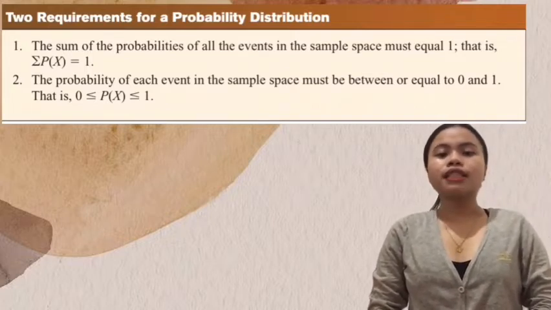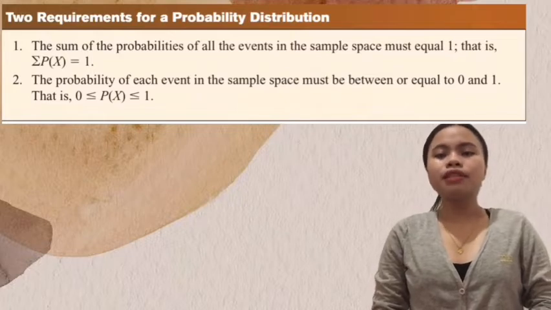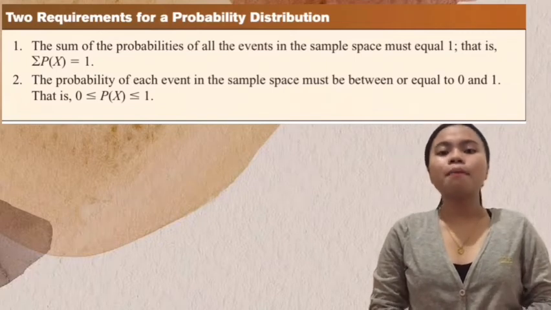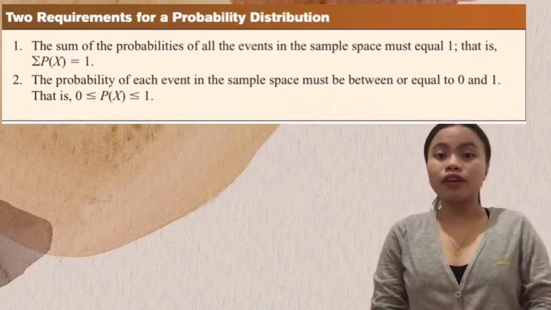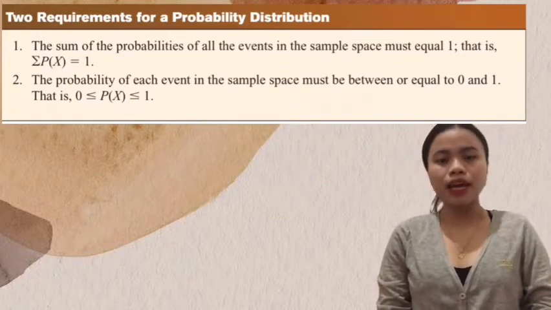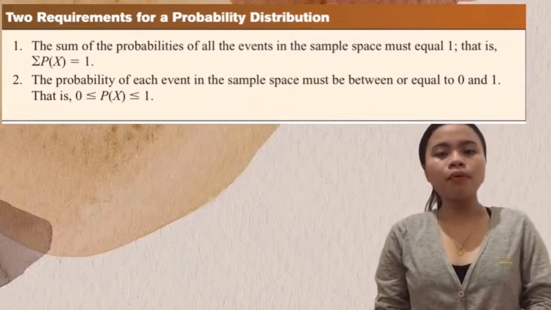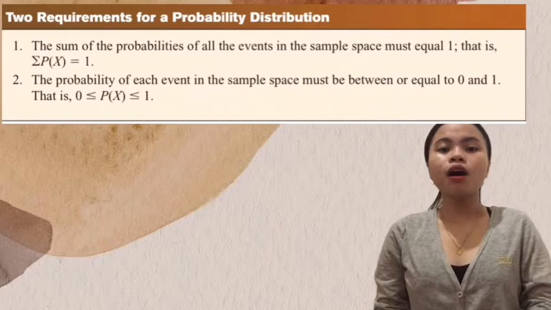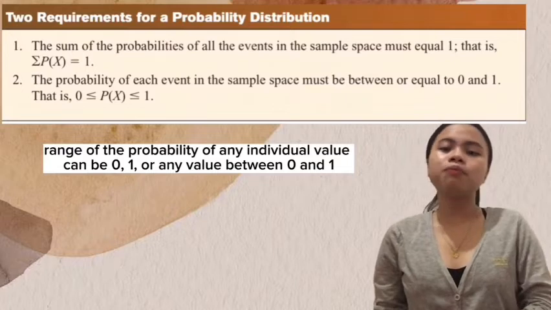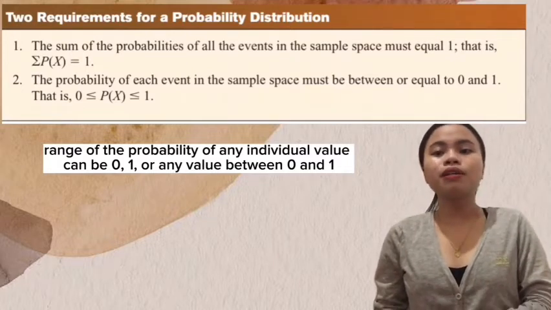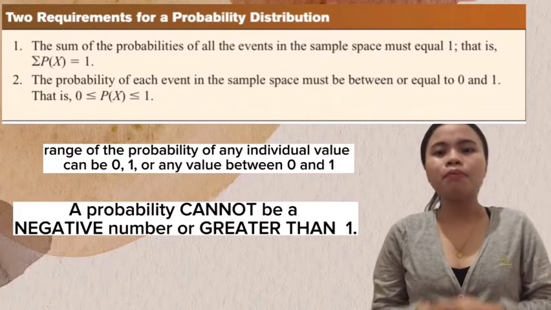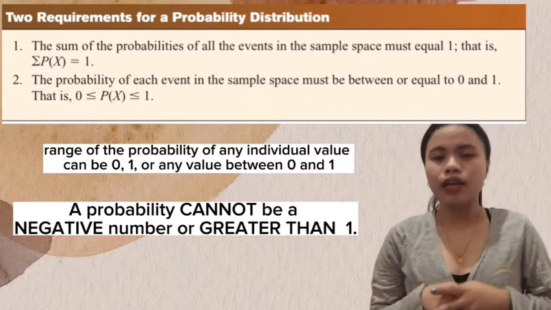The first requirement states that the sum of the probabilities of all the events must be equal to 1. This sum cannot be less than 1 or greater than 1 since the sample space includes all the possible outcomes of the probability experiment. The second requirement states that the probability of any individual event must be a value from 0 to 1. The reason is that the probability of any individual value can be 0, 1, or any value between 0 and 1. A probability cannot be a negative number or greater than 1.